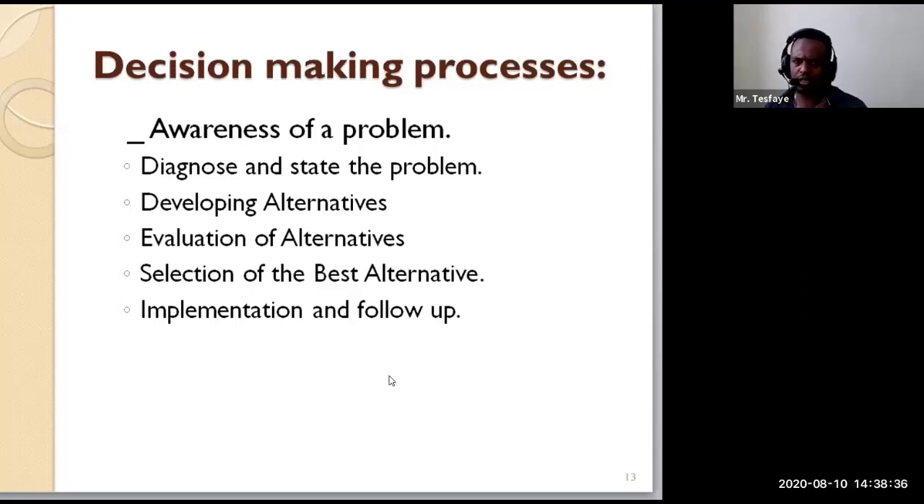On the third stage, we will develop alternatives to solve our problem. We have certain alternatives. The fourth step is evaluating the alternatives. So we will evaluate each and every alternative that we have. Then on the fifth stage, we will select the best alternative. After selection, the next stage will be implementation.